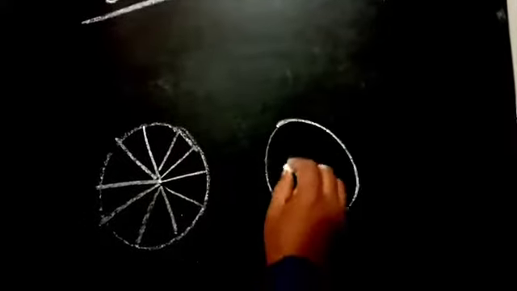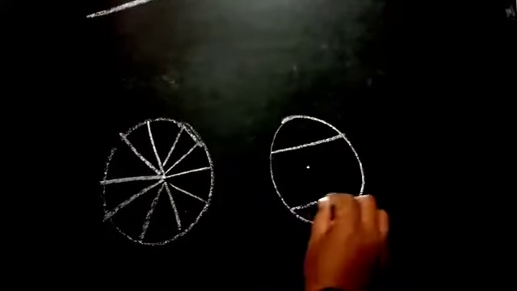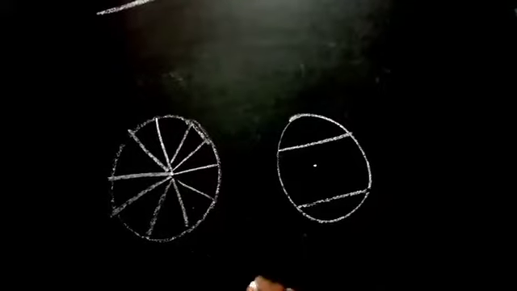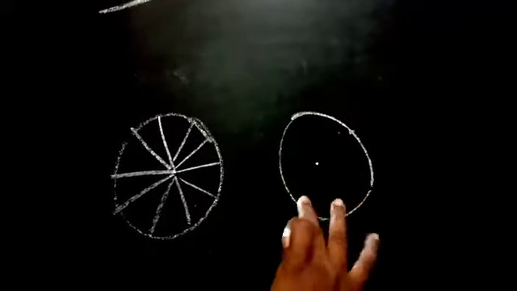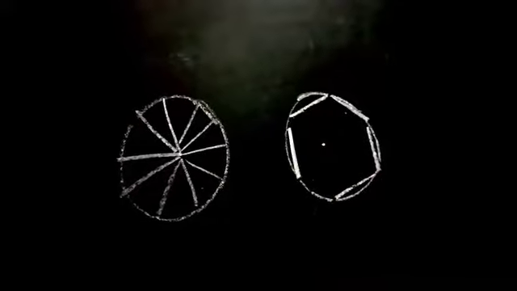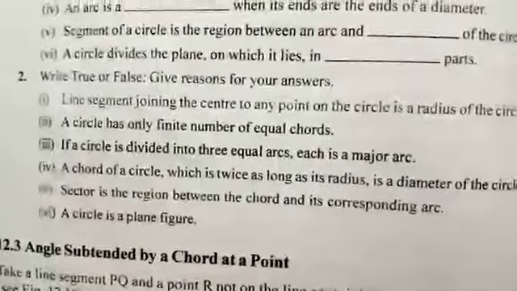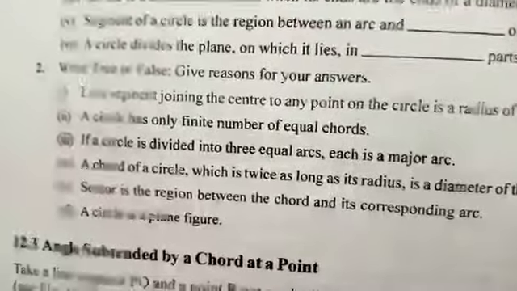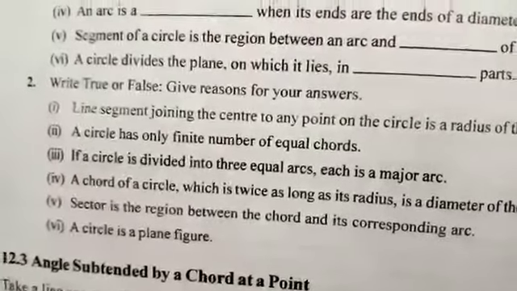Second one, a circle has only a finite number of equal chords. No, we can draw many chords. Suppose here you take 5 centimeters, here too we can take 5 centimeters. In the same circle, if you take 3 centimeters here, here too we can take 3 centimeters, like that. So, we can take infinitely many chords. So, the second one is false. A circle has an infinite number of points and hence we can draw an infinite number of chords of the same length.